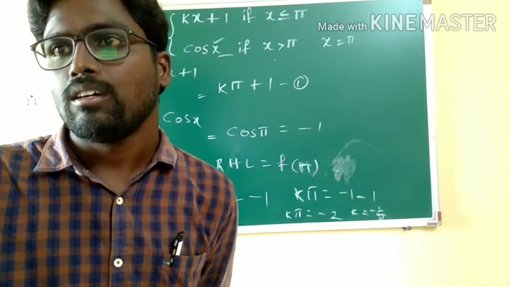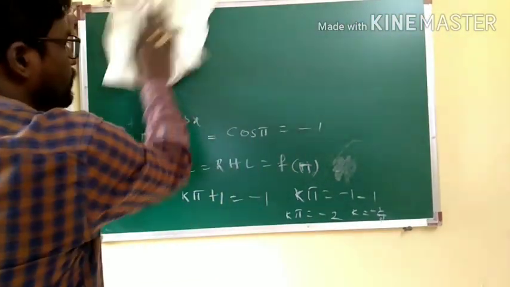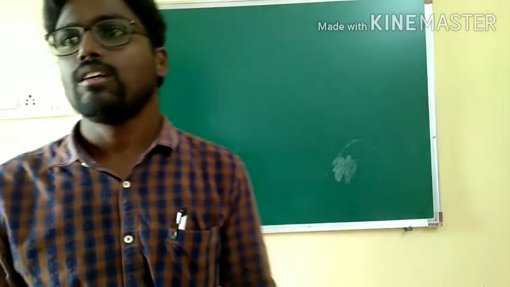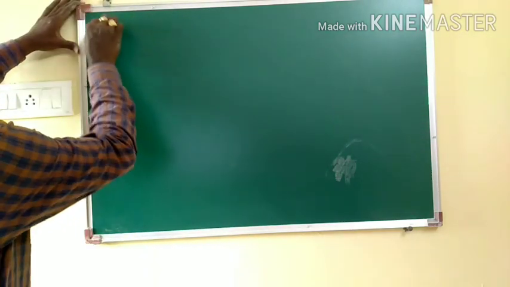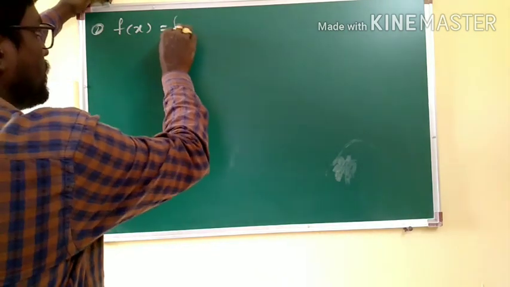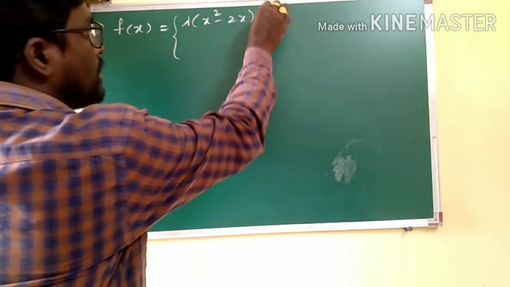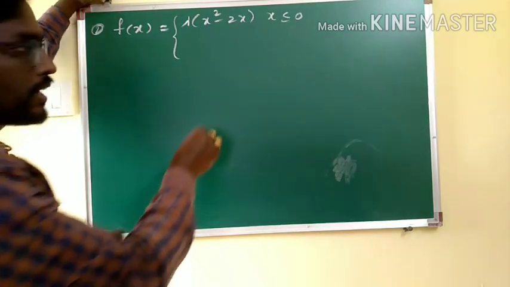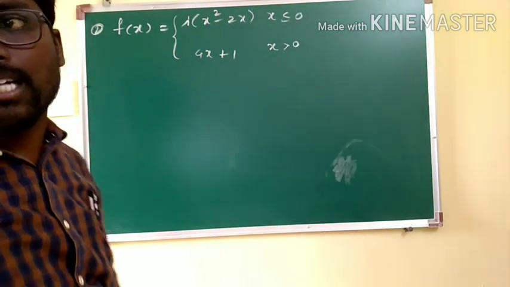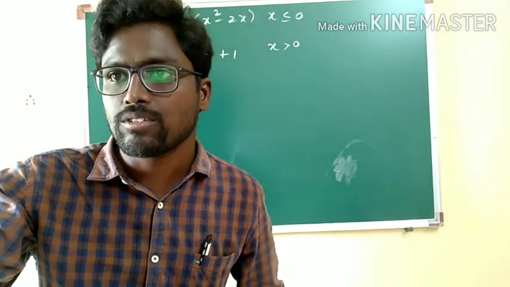Yeah, fine. For what values of lambda is the function f of x equal to lambda into x square minus 2x if x less than or equal to 0, 4x plus 1 if x greater than 0, continuous at x equal to 0.